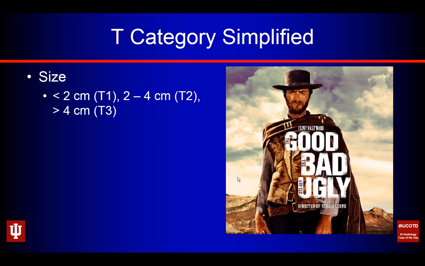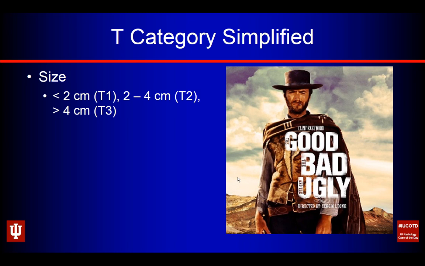Okay, so let's simplify this T category. We'll use that to sort of figure out, is it the good, the bad, or the ugly of tumors? So first of all, we look at size. Is it less than 2 centimeters? That's T1. Is the tumor between 2 and 4 centimeters? That's T2.